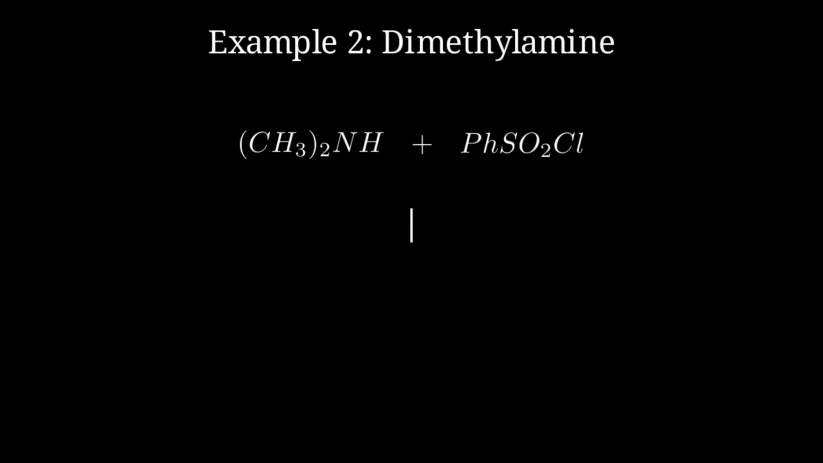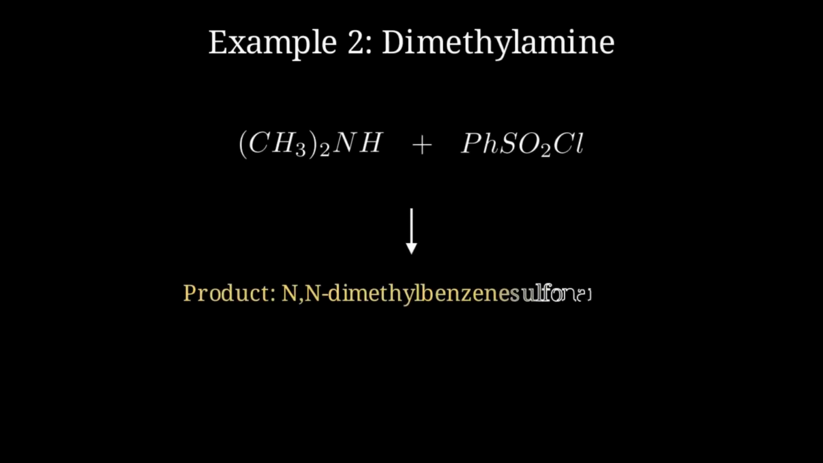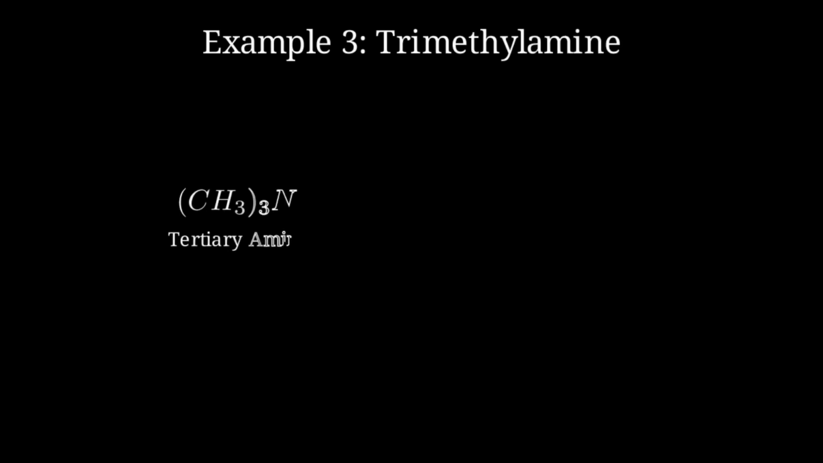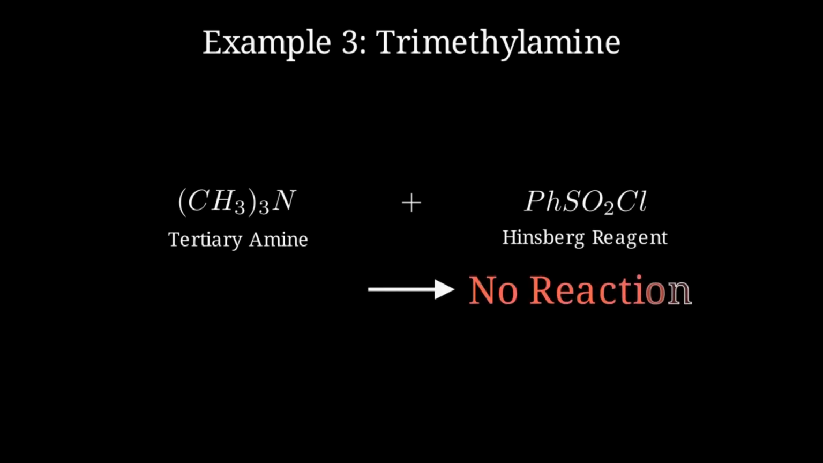Next, consider dimethylamine, a secondary amine. It forms a solid sulfonamide that refuses to dissolve in the alkaline solution. The presence of a persistent precipitate after the addition of base identifies the sample as a secondary amine. Finally, trimethylamine, a tertiary amine, does not react to form a sulfonamide. It stays as an oily layer or precipitate in the base but dissolves once the solution is acidified, completing our diagnostic profile.